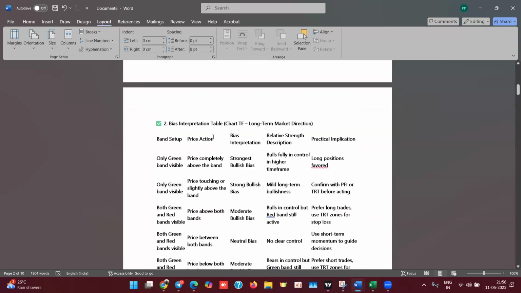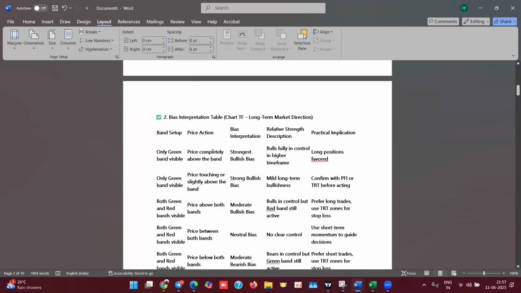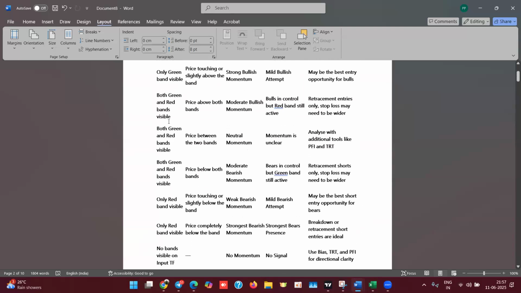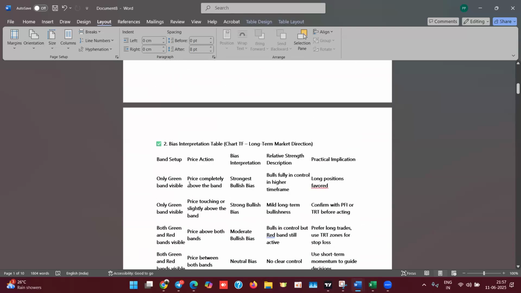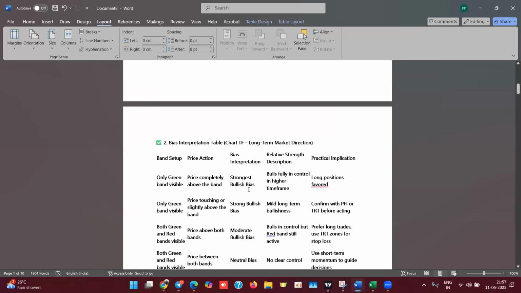And based on these two things, one on chart time frame 8 points and input time frame 8 points, how many different variations are possible? So if we check only green band visible with all other 8 conditions, it will be 8 conditions for first, then for next 8 more conditions. This way there will be a total of 64 conditions, but it is not ideal.